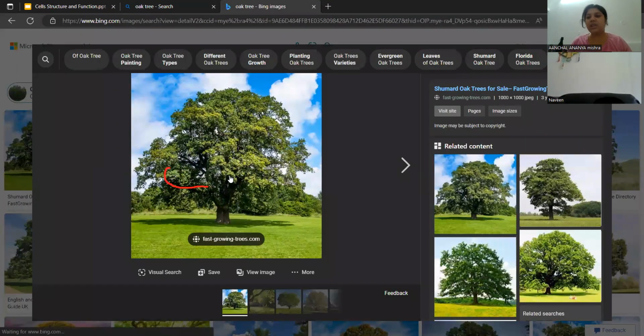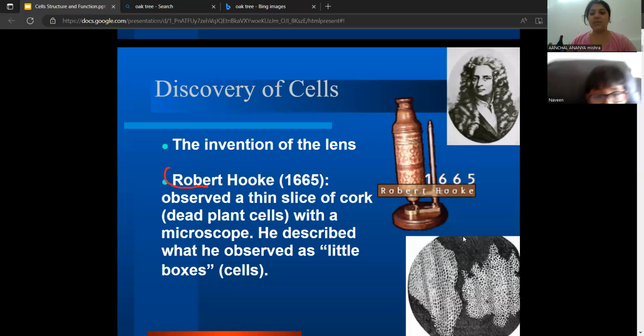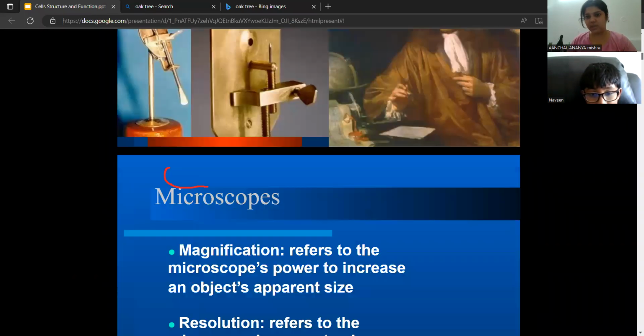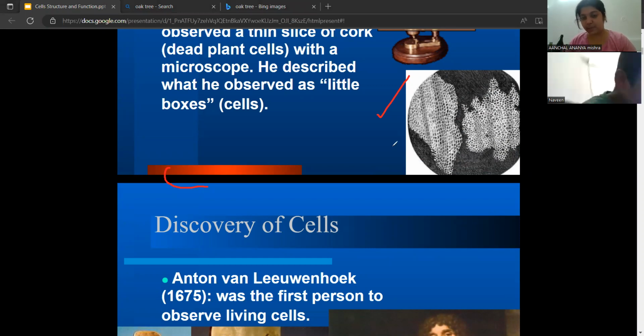So that person, Robert Hooke, was a traveler. Once while he was traveling, he took a piece of the bark of this oak tree and tried to observe it under the microscope. And he saw a structure like this under the microscope.